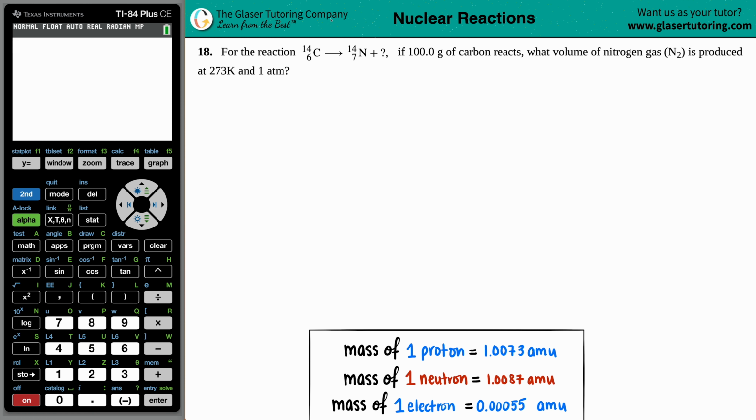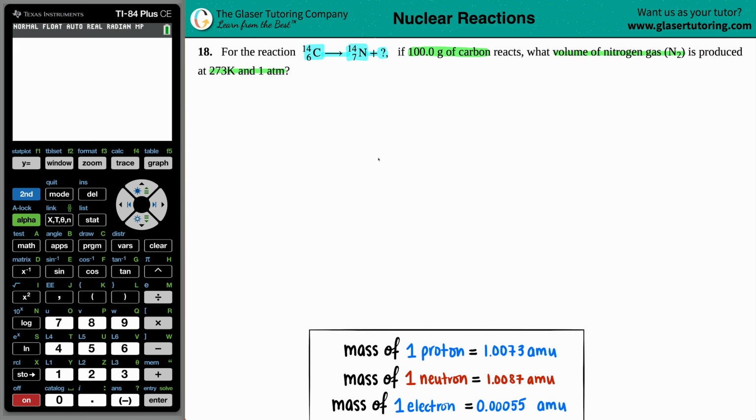18. For this reaction, we have carbon-14 being transformed into nitrogen-14, plus some random subatomic particle. Now, they're saying that if we have 100 grams of that carbon, and if that carbon reacts, what volume of nitrogen gas, which is N2, is produced at 273 Kelvin and 1 atm?